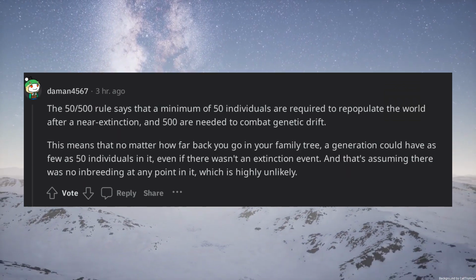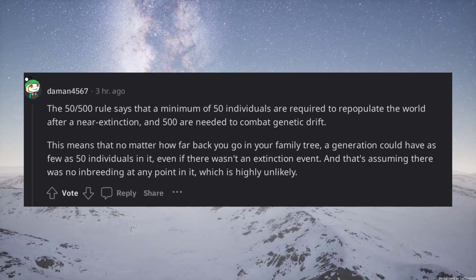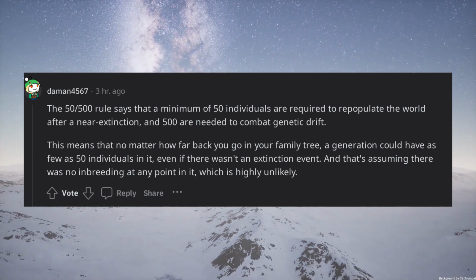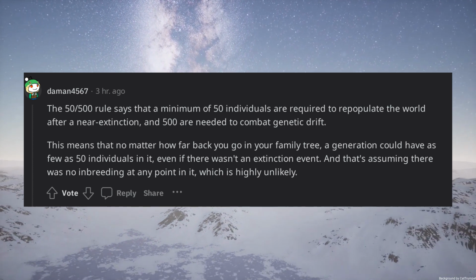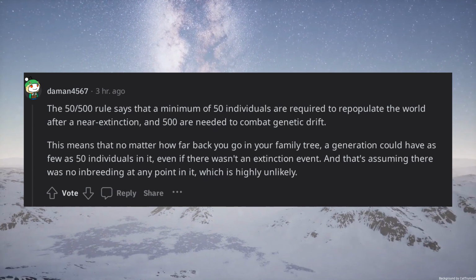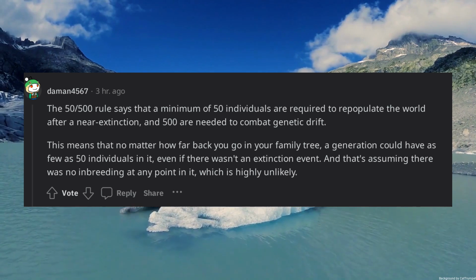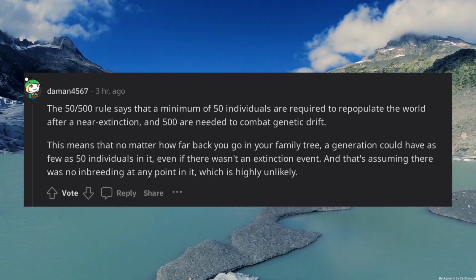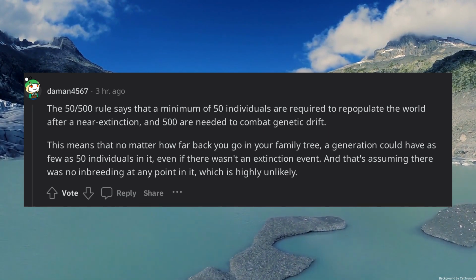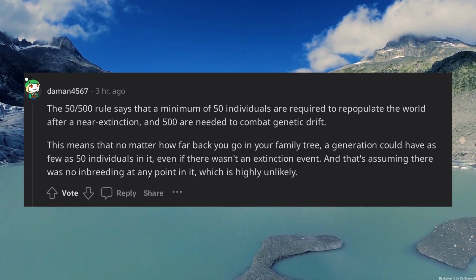The 50/500 rule says that a minimum of 50 individuals are required to repopulate the world after a near extinction, and 500 are needed to combat genetic drift. This means that no matter how far back you go in your family tree, a generation could have as few as 50 individuals in it, even if there wasn't an extinction event. And that's assuming there was no inbreeding at any point in it, which is highly unlikely.